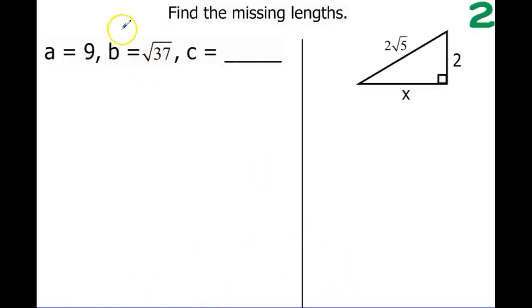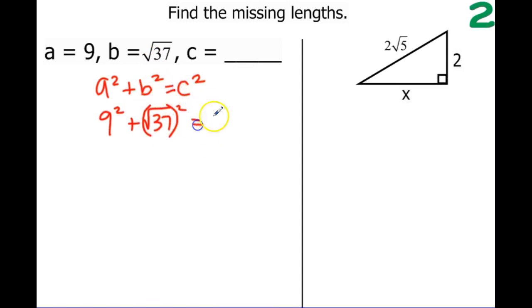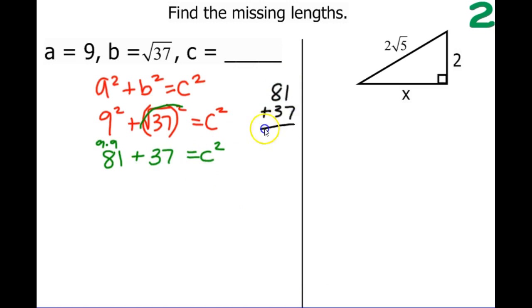All right, let's try a couple more. This one we just have b in terms of a square root, which is fine. We still know a squared plus b squared equals c squared. This is the Pythagorean Theorem. So let's plug in what we know. A is really 9, so we have 9 squared plus b squared. B is really the square root of 37, squared, equal to c squared. Well, we know that a square root and a square cancel and leave us with just 37. And 9 squared, or 9 times 9, is 81. So we have 81 plus 37. That will leave us with 118.